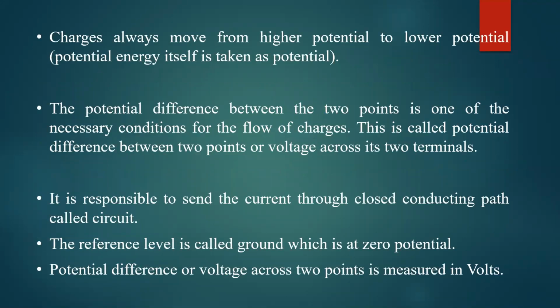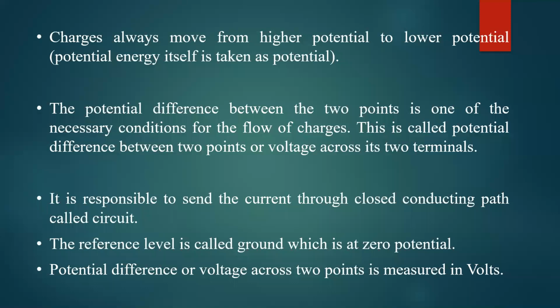Next, how do charges move? Some more points about potential difference and current. Charges always move from higher potential to lower potential region. Potential energy of the charge is taken as potential. In case of electrons, they will have higher potential energy at the negative terminal. They will move from the negative terminal of the battery to the positive terminal. It means they are moving from higher potential region to lower potential region. So that is how charges move.